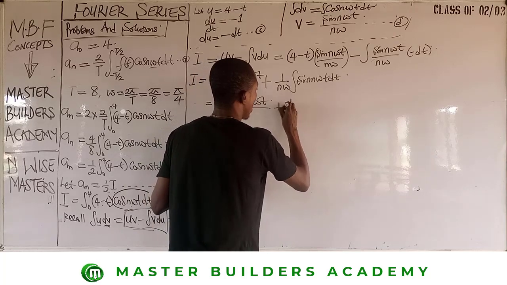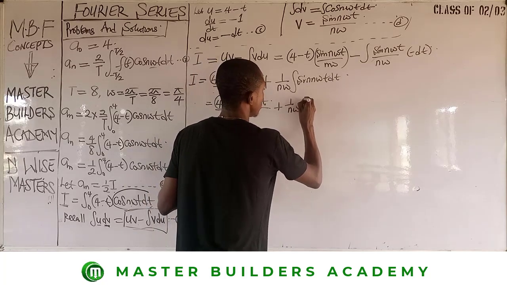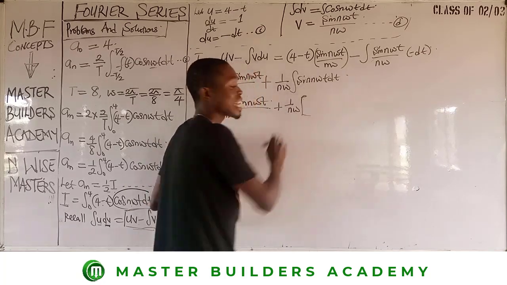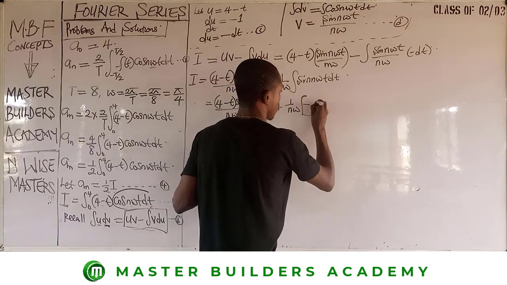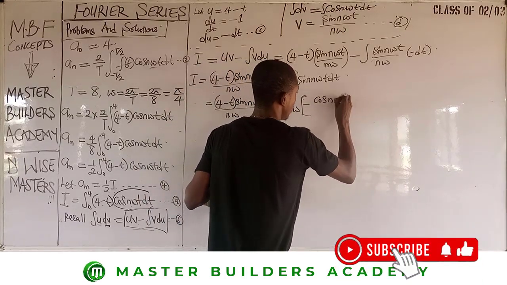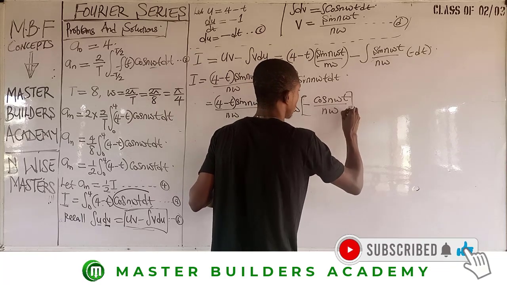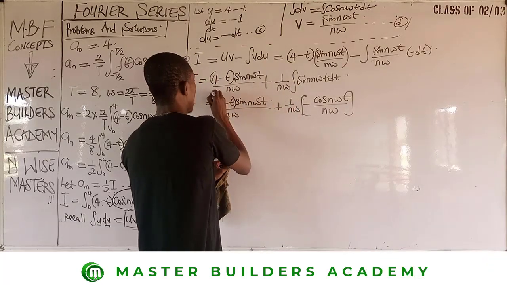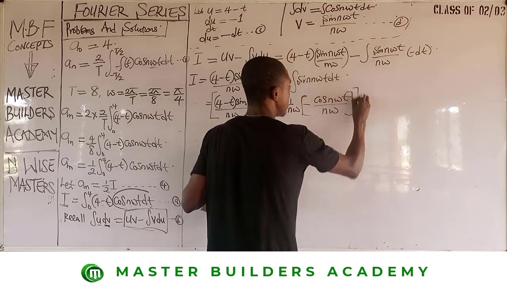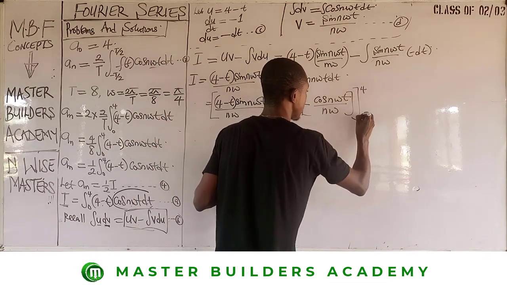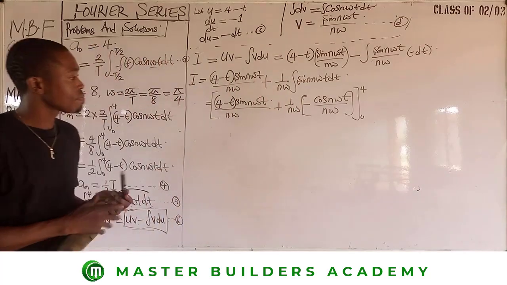Then plus 1 over n omega. If we integrate sine, we'll have negative cos n omega t all over n omega. Don't forget the negative sign will always come out. Now in this wise, we can put in our limit after successfully integrating the whole function. This is what we have.